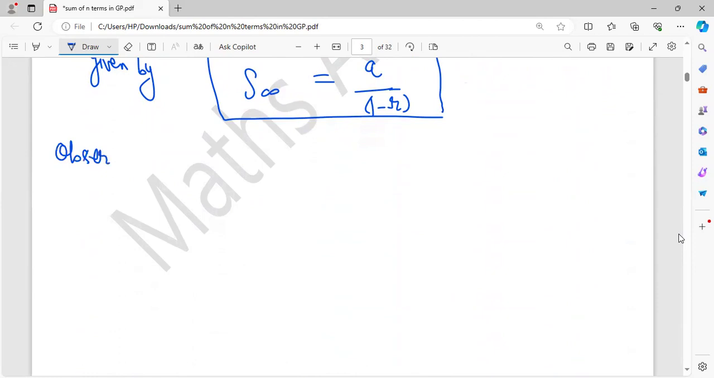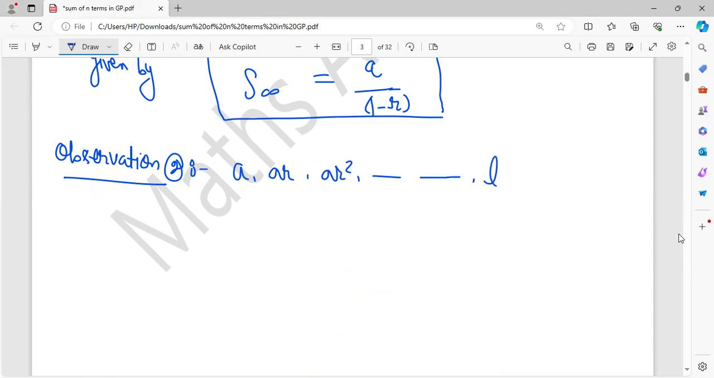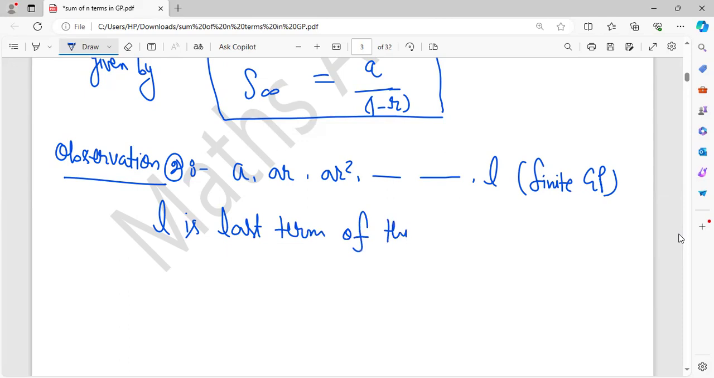Now, observation 2. Suppose this GP is given: A, AR, AR square, and so on up to L. L is the last term of this finite GP.